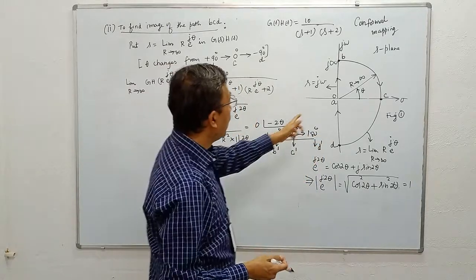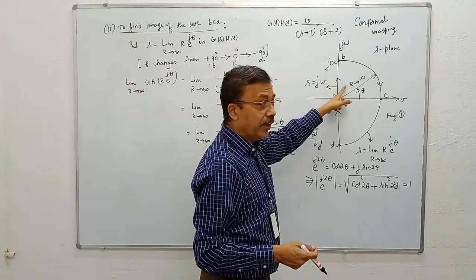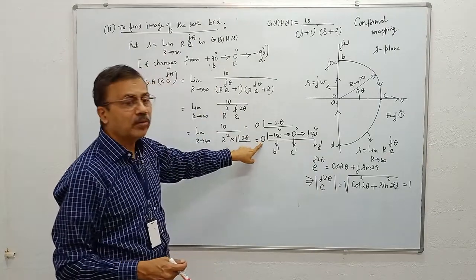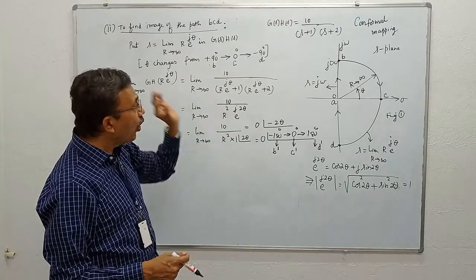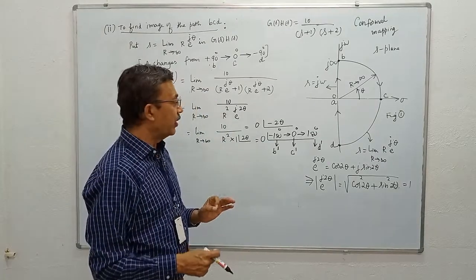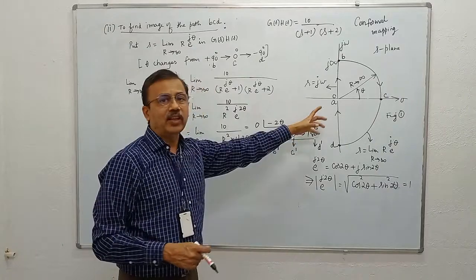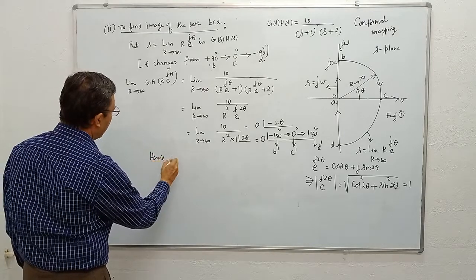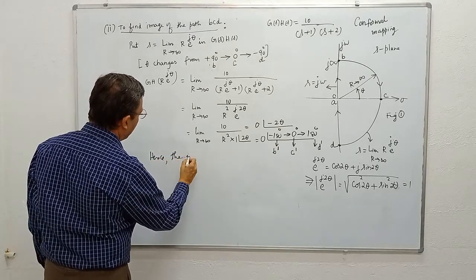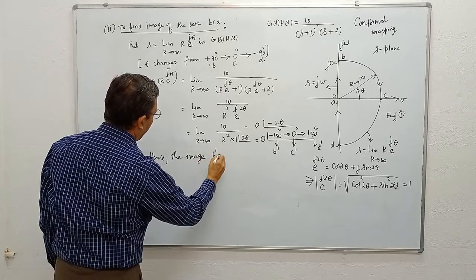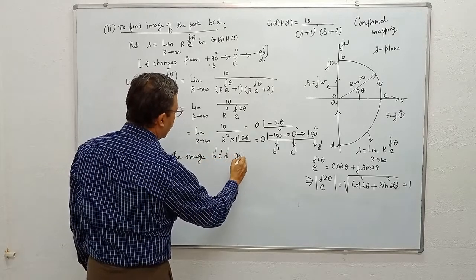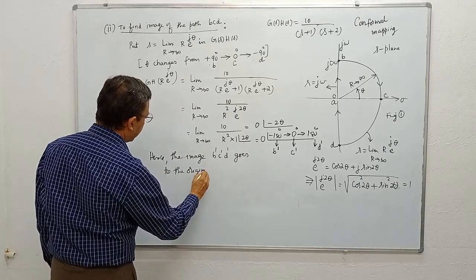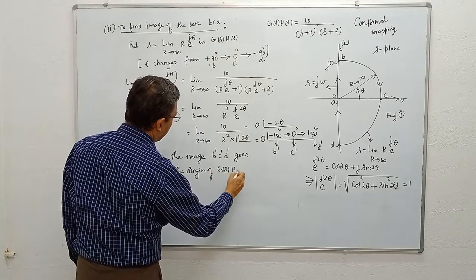Please see here. BCD is a circle of infinite radius, whereas in the G of S, H of S plane, the circle has radius equal to 0. That means it becomes the origin of the G of S, H of S plane. Hence, these angles are inconsequential, they are not required. So I am going to say, hence the image B dash, C dash, D dash goes to the origin of the G of S, H of S plane.